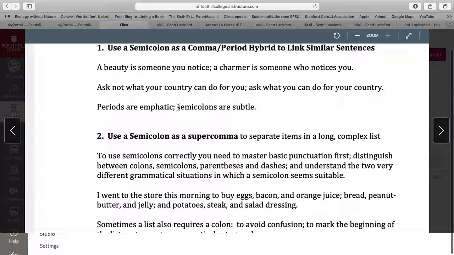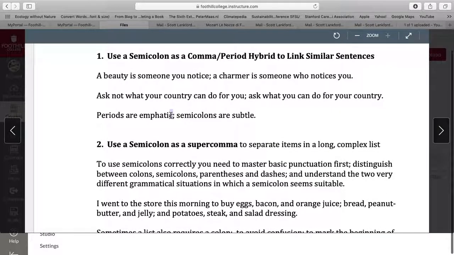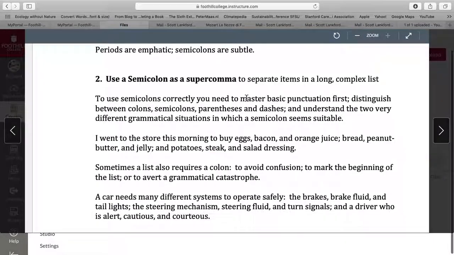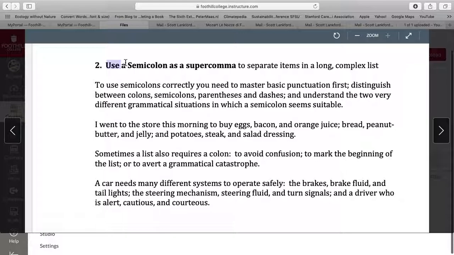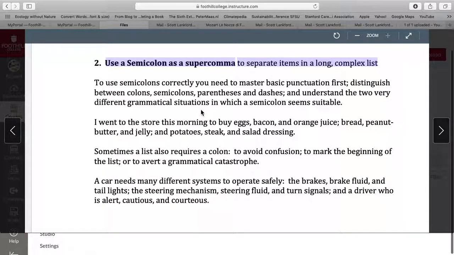But notice, this is a test you should use for yourself. Every single one of the semicolons here could be replaced with a period and it would work perfectly well. If you can't do that, then you're probably using the semicolon incorrectly. Now, there is an exception to that, and that's on the rare instance in which you use a semicolon as what I would call a super comma to separate items in a long and complex list. To do this, you need to come up with a long and complicated list. So here's one. To use semicolons correctly, you need to master basic punctuation first; distinguish between colons, semicolons, parentheses, and dashes; and understand the two very different grammatical situations in which a semicolon seems suitable.